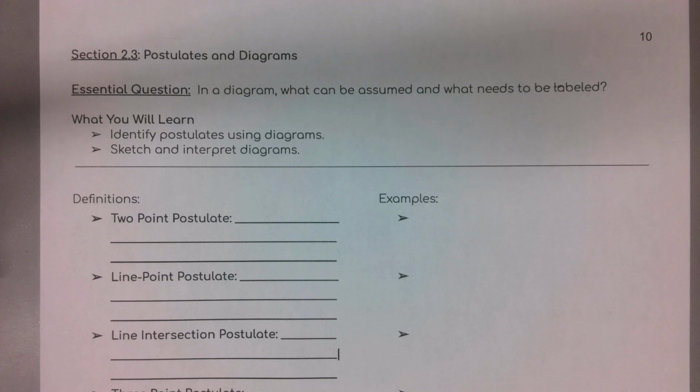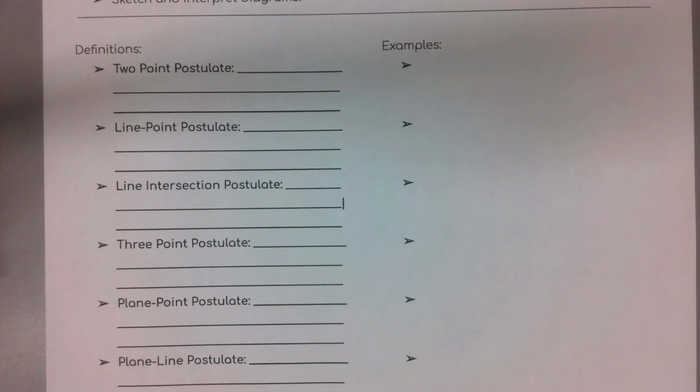Section 2.3 is all about learning more postulates. Now, what is a postulate? Well, we actually learned it all the way back in Unit 1. A postulate is another name for a statement that we can take as a fact, or sometimes a statement that might seem obvious to some people. There are 7 postulates that we're going to be talking about today.